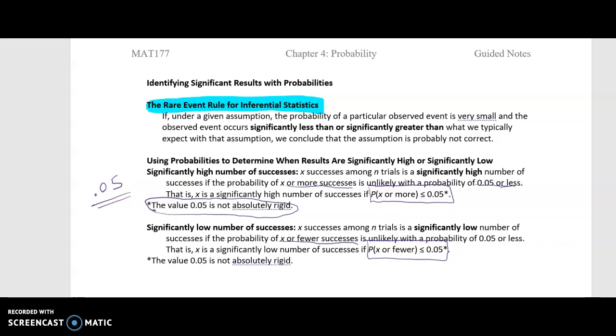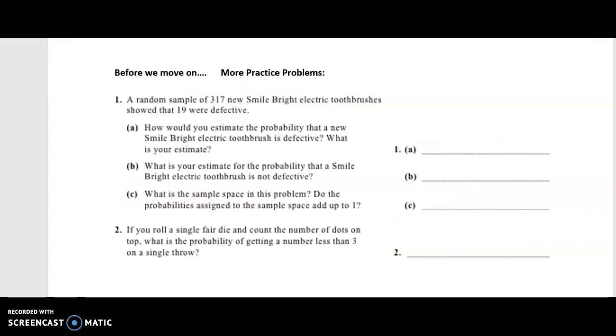So once again, if we're getting a probability of X or fewer that is less than 0.05, that's our magic number, we can say we have something significantly low. If we're getting a probability of X or more being less than 0.05, we can say that our probability is significantly high. We've learned a lot. Let's do some practice problems before we move on. If you feel like you're all set, you can do them on your own and check with the key. Otherwise, hang in here with me.